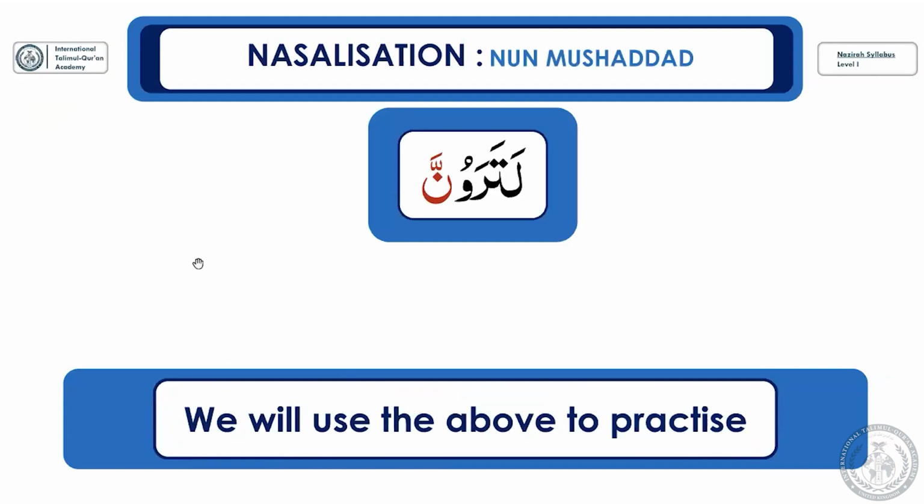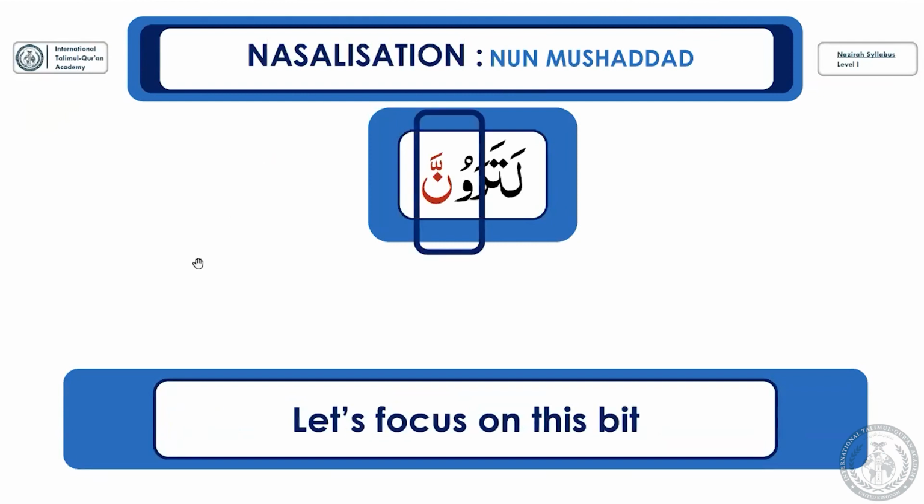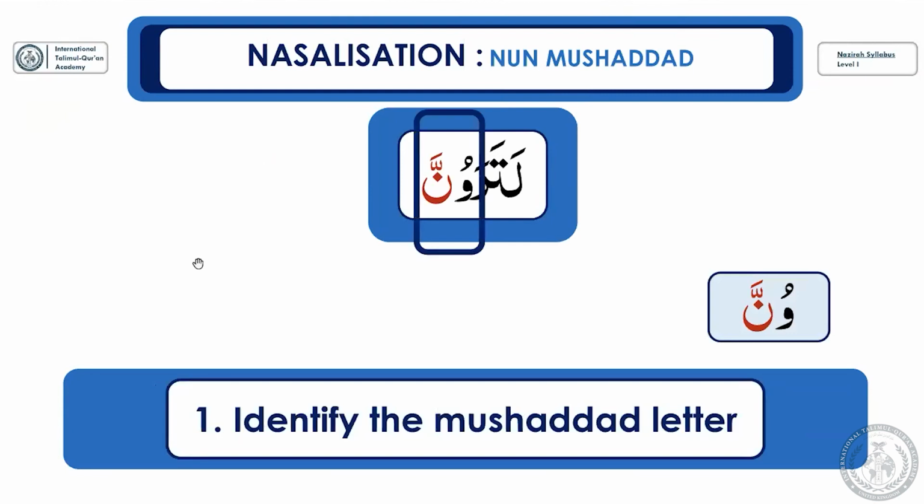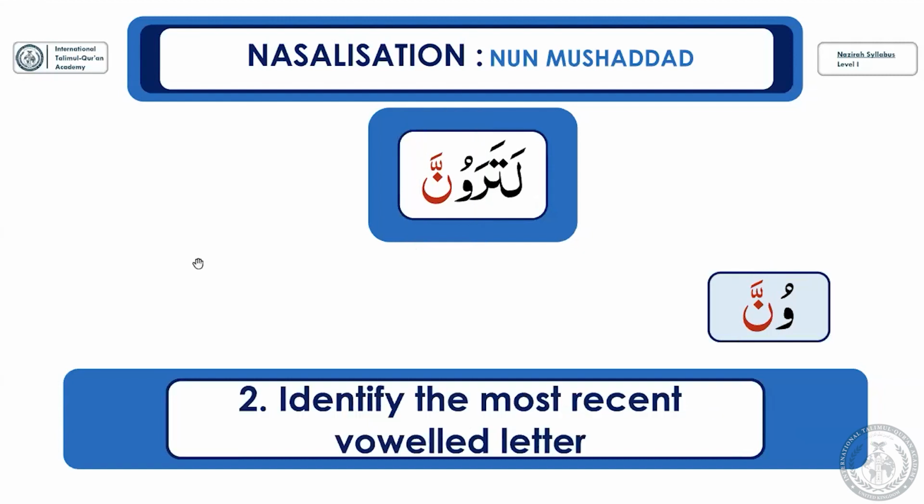Okay, so same thing. This is an example from the Holy Quran where noon mushaddad is being applied. Let's focus on that bit where the mushaddad letter is. First thing we have to do is identify the mushaddad letter. The mushaddad letter over here is a noon. Then we have to identify the most recent vowed letter, which is the waw.